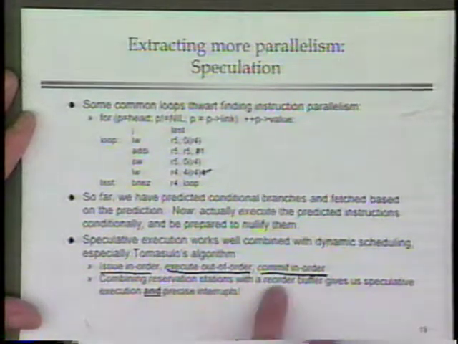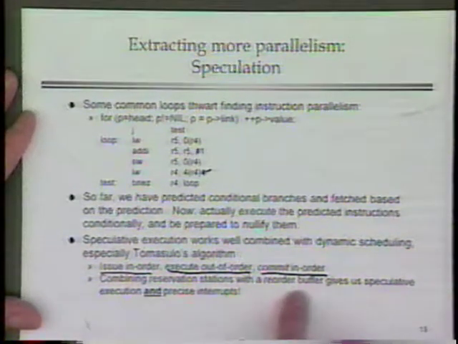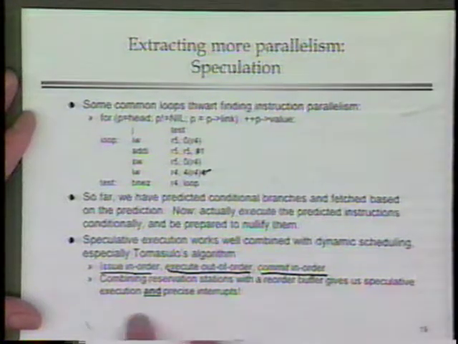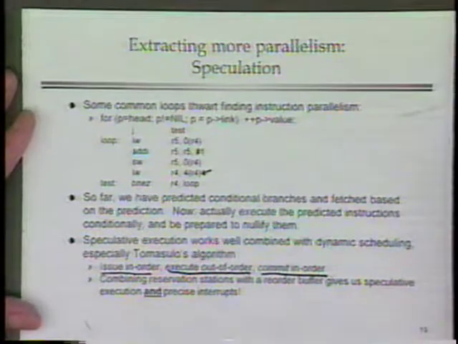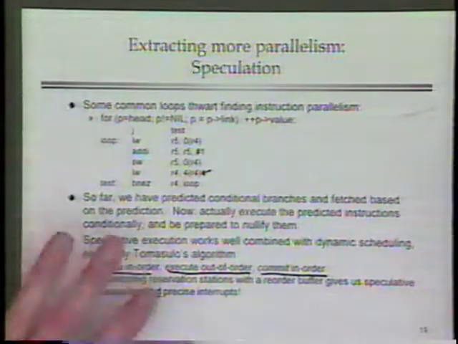So basically we combine two objects that we've seen before, reservation stations, which we use to get this execution out of order, and a reorder buffer, which we used before to get precise interrupts. Now we use it as well to give us speculative execution, as a way to undo the effect of instructions that weren't supposed to be executed because the branch went the wrong way. So let's look at how that works.